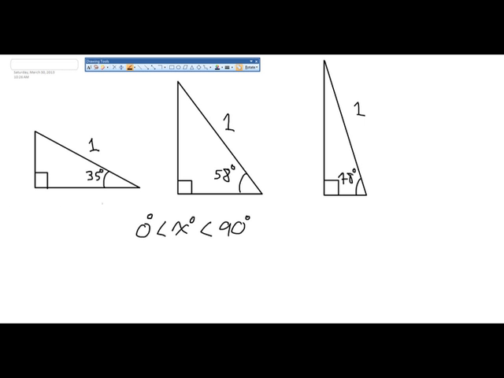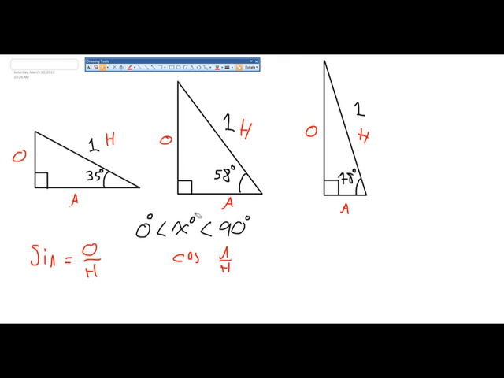So take a look at what's happening here as these values change. We've got hypotenuse, we've got opposite, we've got adjacent. We're going to go back to our SOHCAHTOA measures to help us out. Remember that sine is simply opposite over hypotenuse, and cosine is adjacent over hypotenuse.